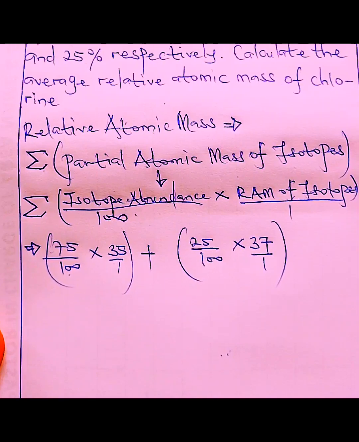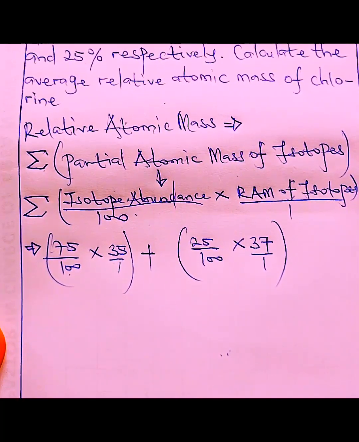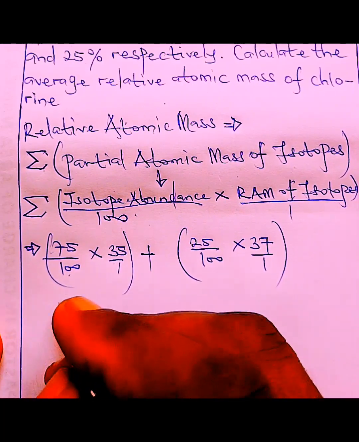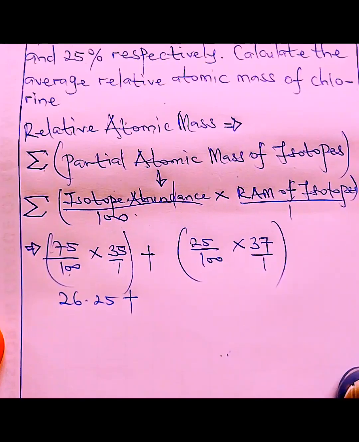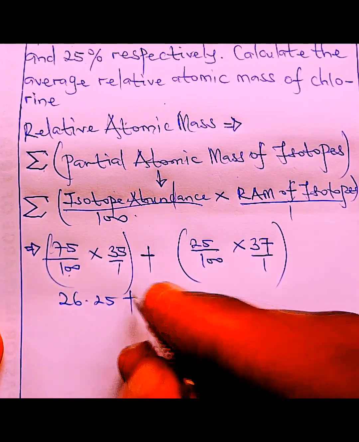75 times 35 divided by 100. That will give us 26.25. Here we have 26.25, plus then the next is 25 times 37 divided by 100. You have 9.25.